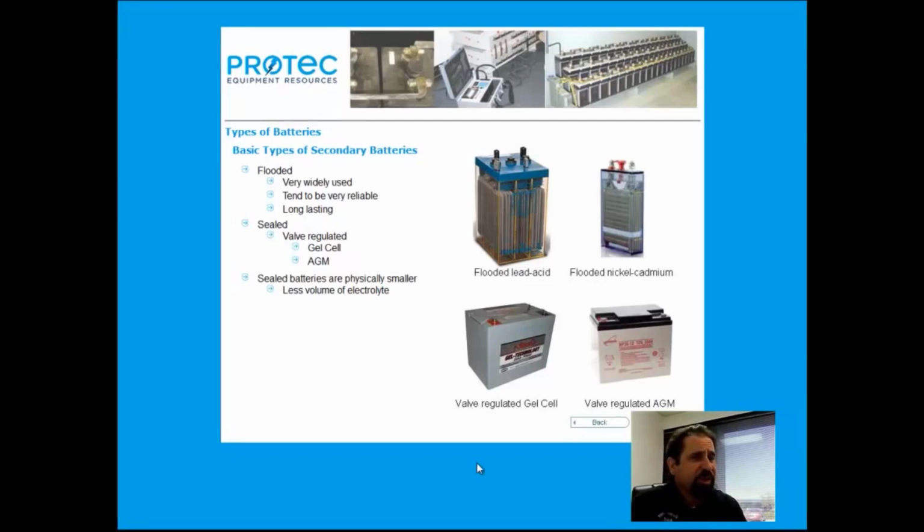Sealed cells typically require less physical space than the flooded style cells, and will typically be used in areas where space requirements may be an issue. For instance, in many UPS systems, sealed cells are the preferred. Sealed batteries are physically smaller and they have less volume of electrolyte.